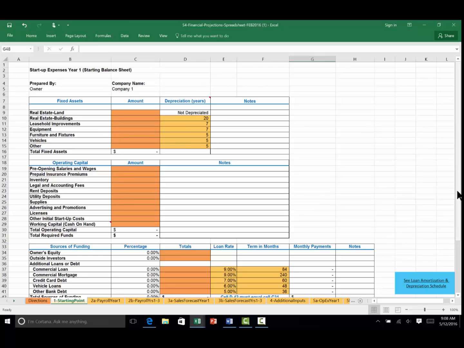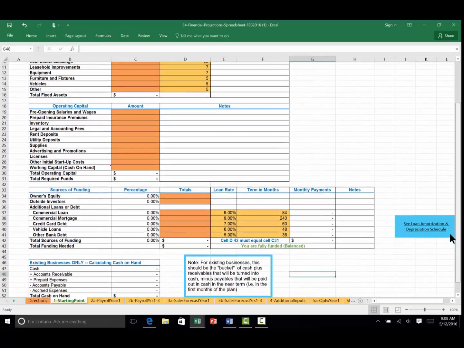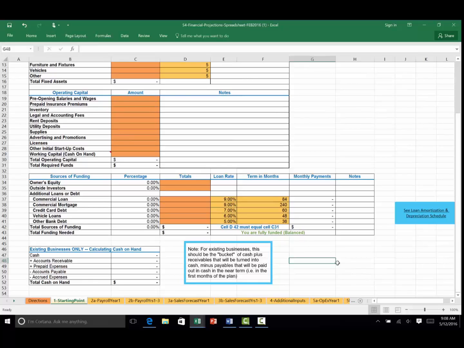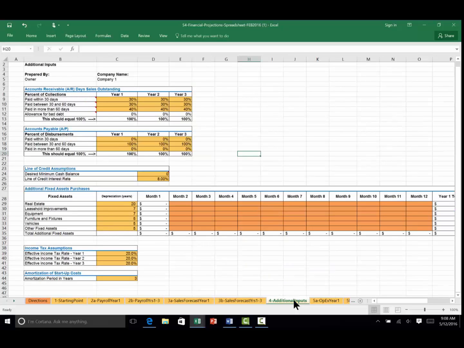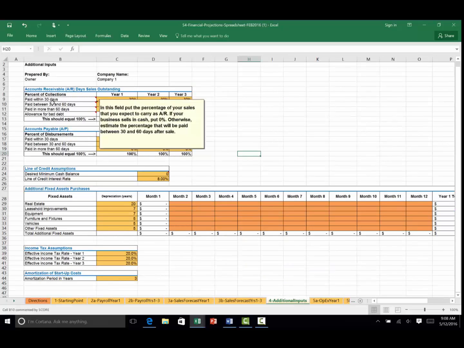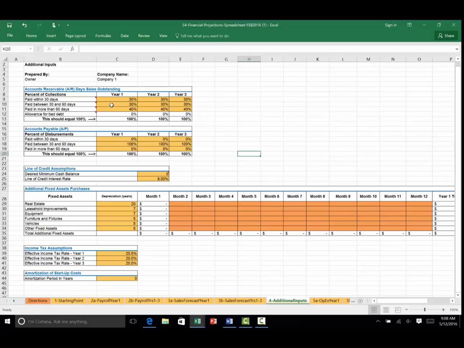Now that we're back on the SCORE Financial Projections spreadsheet, let's move on to the Additional Inputs page, number 4. Under Additional Inputs, you'll find Accounts Receivable first. Here, if you're a cash business, paid within 30 days, everything will be 100%, year 1, 2, and 3. That is your cash collections. If you provide credit for your customers, then you would receive some of the cash after 30 days and some of the cash after 60 days. Just ensure that the total adds up to 100%.